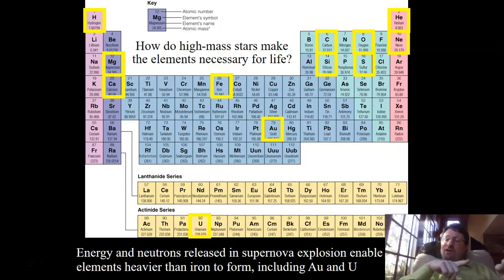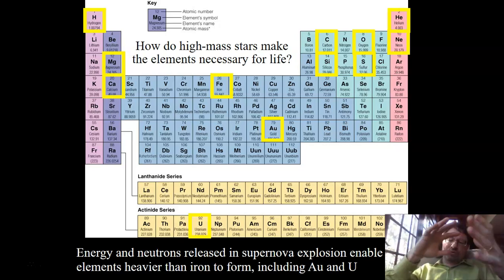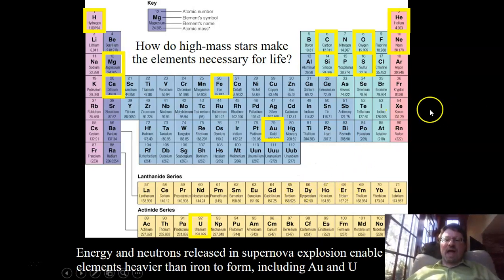It's just that you have to put energy in to make it happen. And there's a lot of energy available during this energetic supernova explosion. And so that's how you get elements heavier than iron on the periodic table. Things like gold, for example.